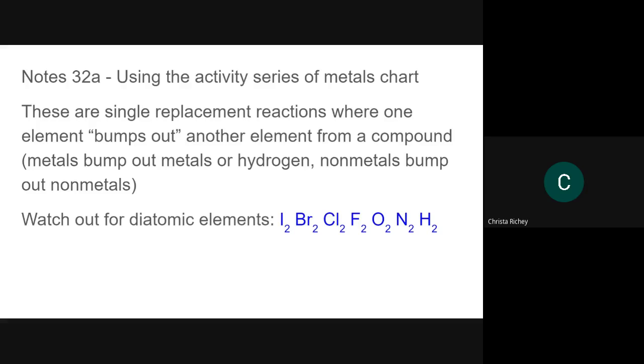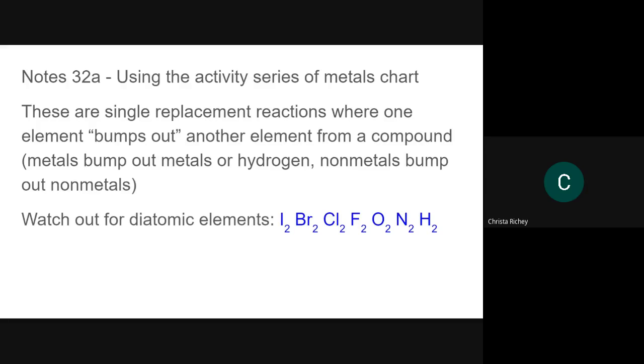It's only those 7 when they are by themselves and they end in "ine," except for oxygen, nitrogen, and hydrogen. If it doesn't end in "ine," that's when they get a 2. If they end in "ine," that's when you have to look up charges and crisscross, and then who knows what that number is going to be. But you need to remember these 7.